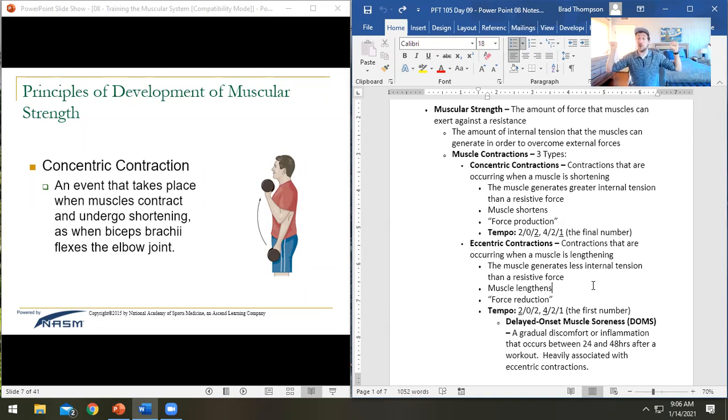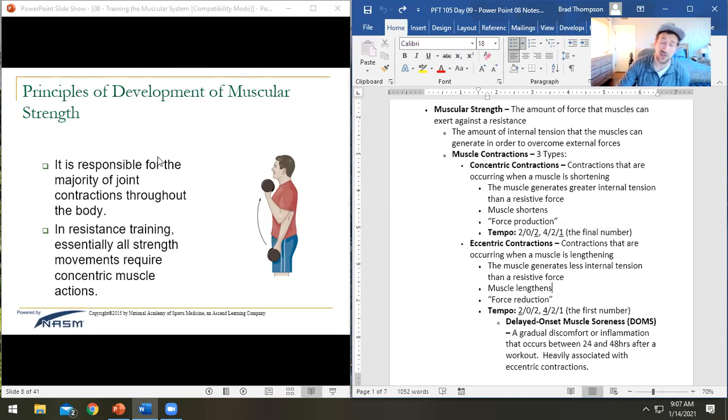Well, what if I was holding onto a bar and I was doing a lat pulldown? So now I've got this attached to a bar, which is going through a cable machine. Well, now the concentric portion is not me going up. The concentric portion is me pulling down, right? And then the eccentric portion is me relaxing. And so that's what we're seeing in our contractions there. This is responsible for a lot of movement in the body, it starts with concentric action. And so in resistance training, it's obviously very important for us to train for concentric action.